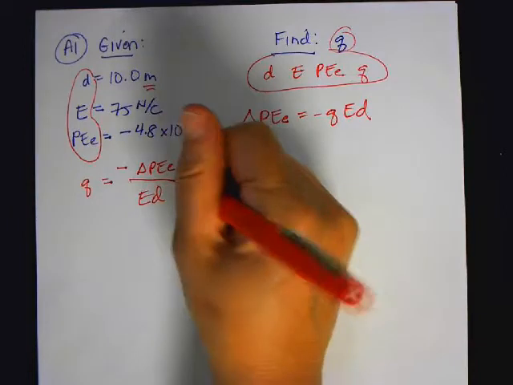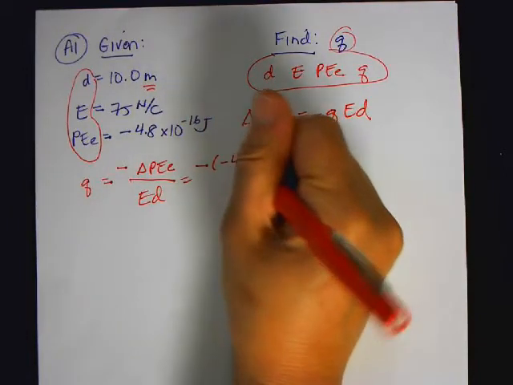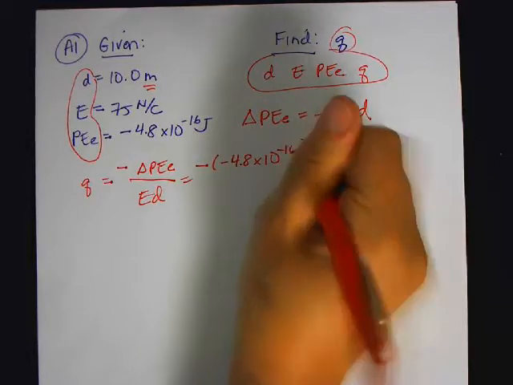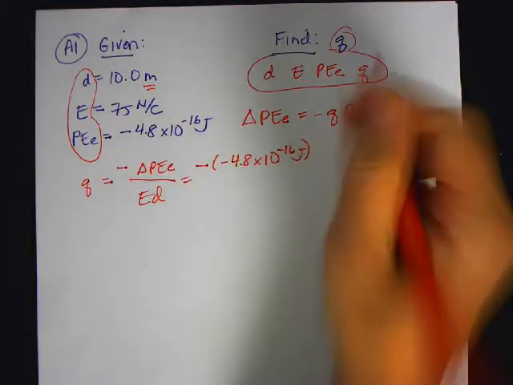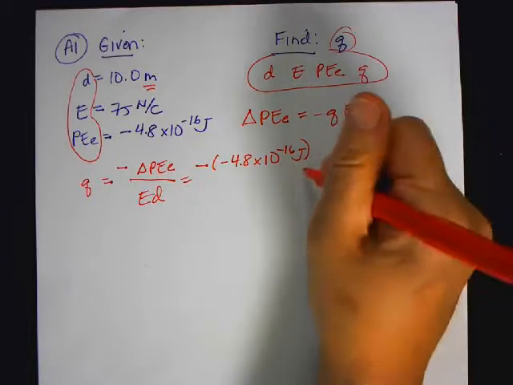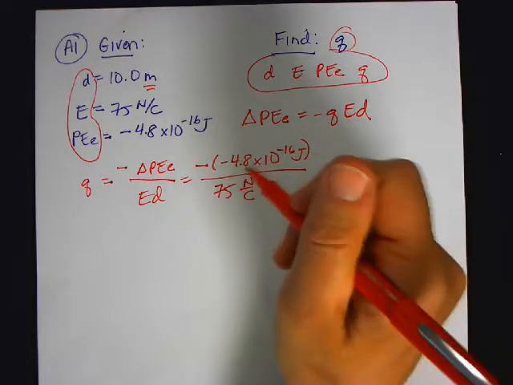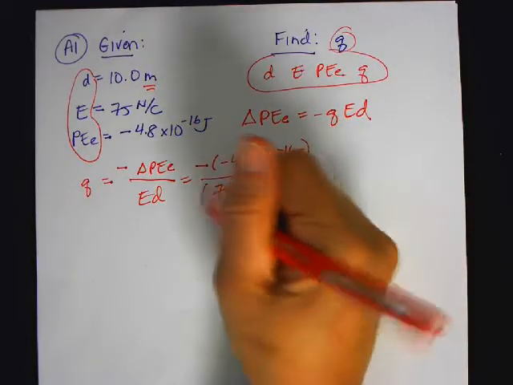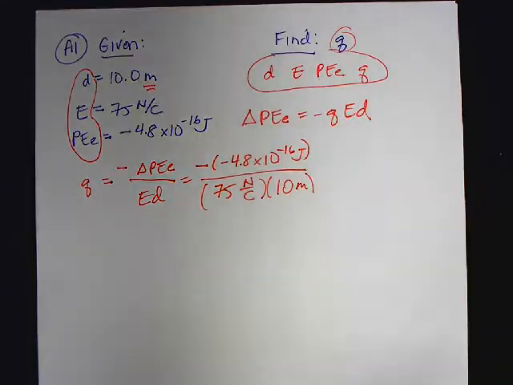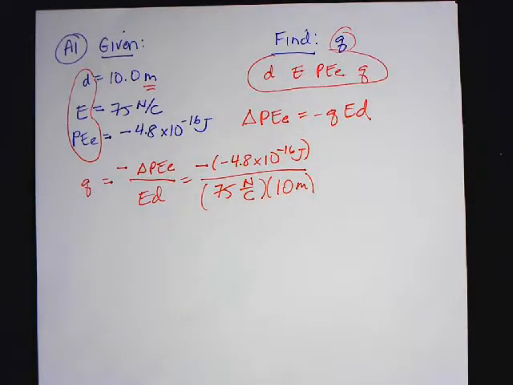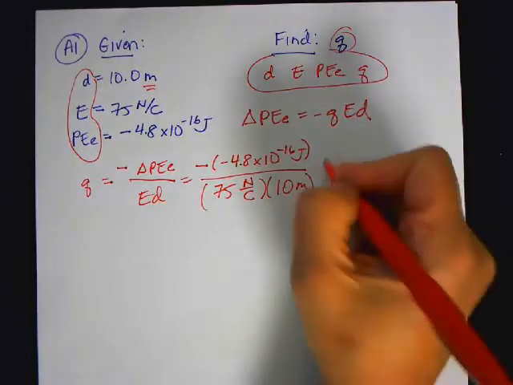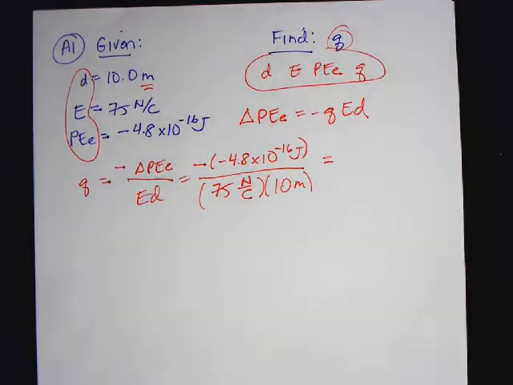So now when I substitute in, I have negative 4.8 times 10 to the negative 16. So I see that my negative times a negative is a positive, divided by E, which is 75 newtons per coulomb, times 10 meters. Now this is supposed to come out to be a coulomb. So again, if you want, you could carry the units through and cancel them to check your work. Now when I do this on my calculator, I can do 75 times 10 in my head.